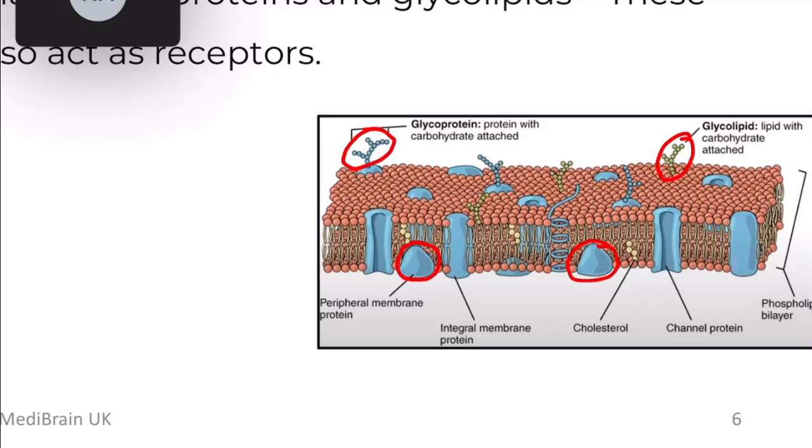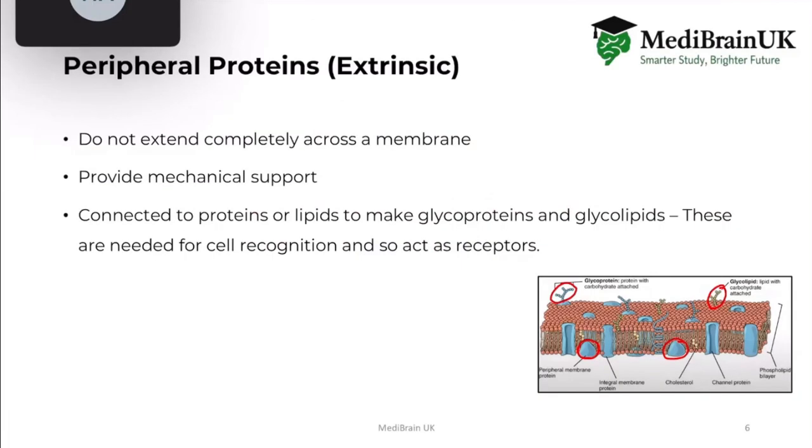So if anything needs to enter the cell, it will bind to the glycoprotein or glycolipid, which acts as a receptor, and then it will enter the cell. That's the purpose of your glycoproteins and your glycolipids. It's needed for cell recognition and so can act as receptors. So those are your peripheral proteins.